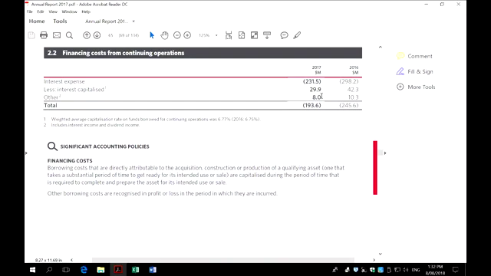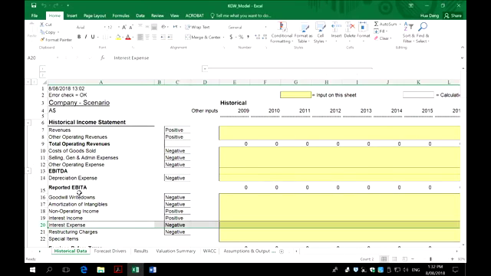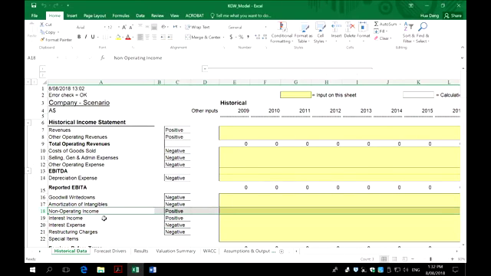Is interest income or dividend income operating for Woolies? No, it's not operating revenue. So that $8 million will go into the KGW model, line 18, non-operating income.